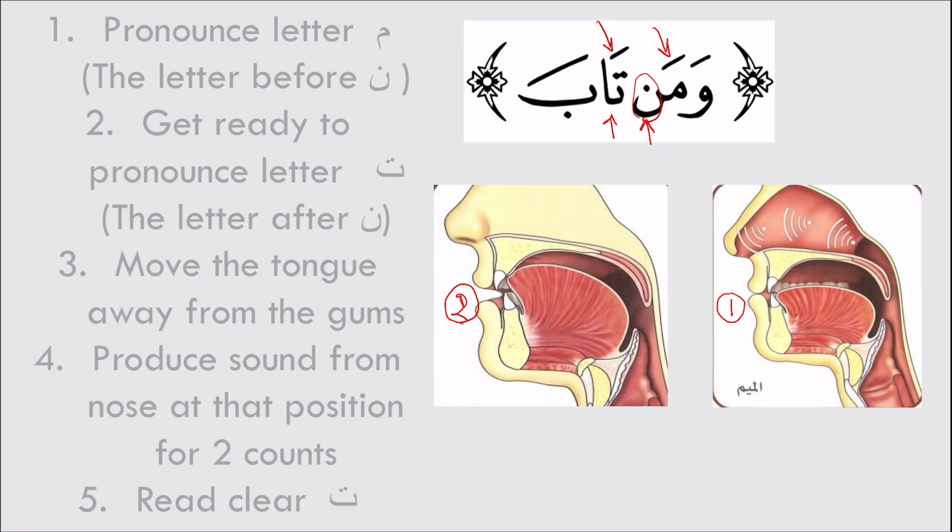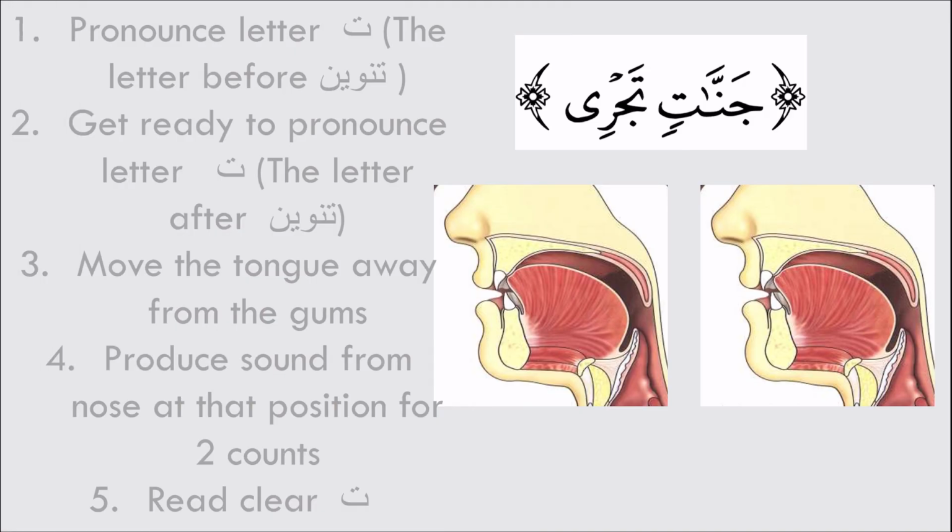And then we are going to keep the tongue at that position, and make the sound from the nose. Make the sound for 2 counts and then produce a clear Ta sound. So it will be mat, mat, not mant. Don't make the tip of the tongue touch the Noon articulation point, and this is so important.